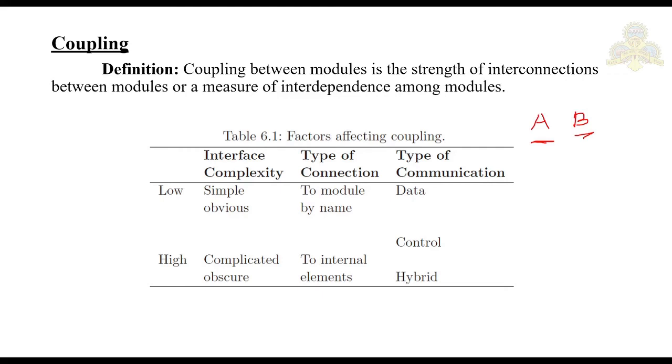Now, we say coupling is reduced if only the defined interface of the module is used by other modules. For example, passing information to and from a module exclusively through parameters. Again, coupling would be higher if a module is used by other modules via indirect interfaces like using internal elements of the module or using shared variables.